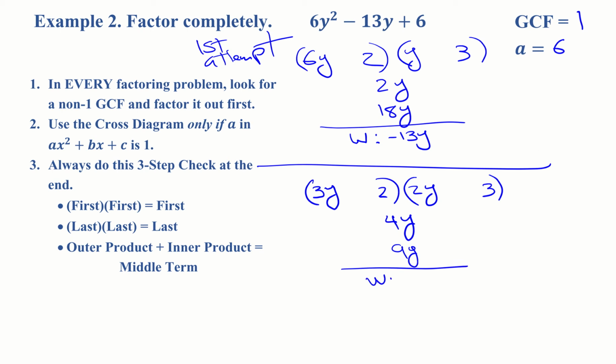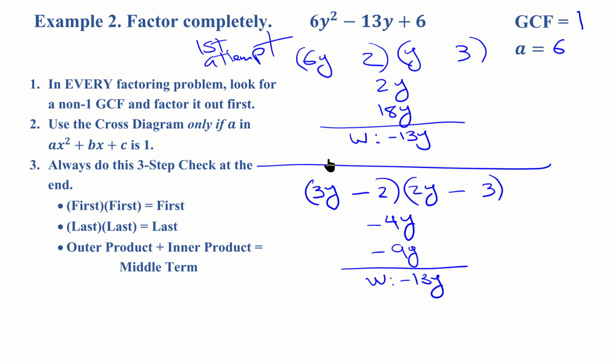Remember what we want. We want the sum of those to be negative 13y, right? So is there any way we can get negative 13y from 4y and 9y? I think you know there is, if they're both what? Negative. Okay, so again, if you put the inner product on the top and the outer product below it, this sign will go here and this sign will go there. This is how we deal with the signs, okay?